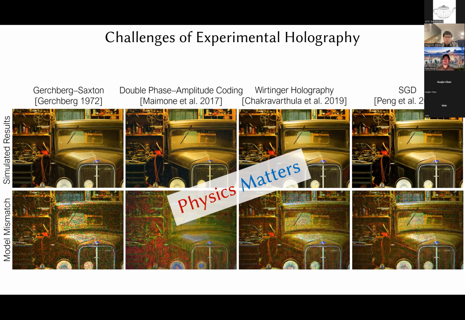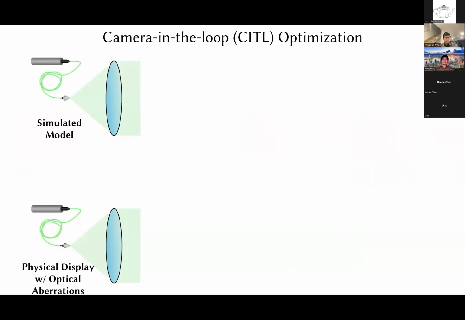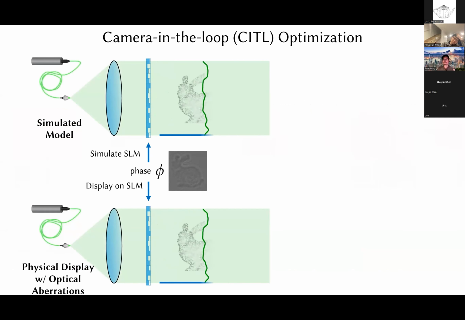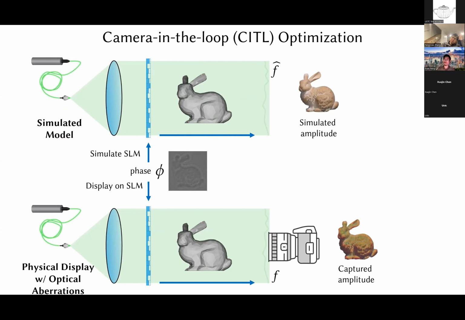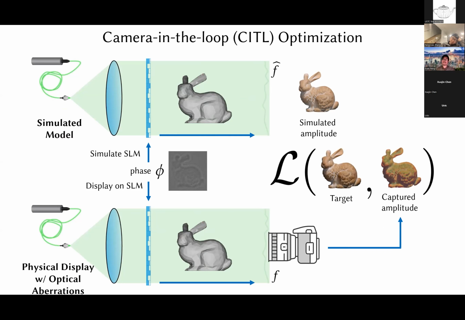So researchers have tried to come up with a family of techniques that do exactly this calibration in a fully automatic manner. We call it camera-in-the-loop holography. Assume we have two propagation paths. One uses the simulated model, while the other is the physical display with optical aberrations. Given a phase mask, a hologram, we simultaneously show it to both the virtual spatial light modulator and the physical one. Then we have the simulated light transport on the top and the physical light transport in the experiment. So we can have a camera in the loop to capture the image of the physical display, which is then used to derive the loss compared with the target amplitude.